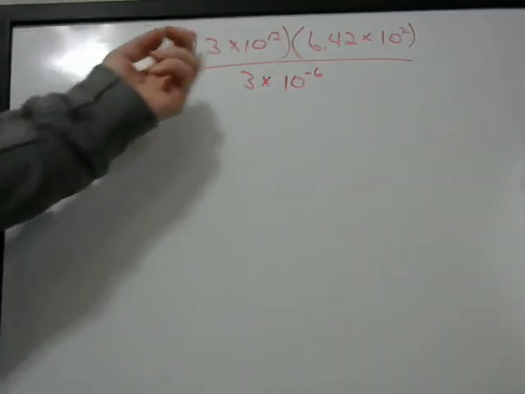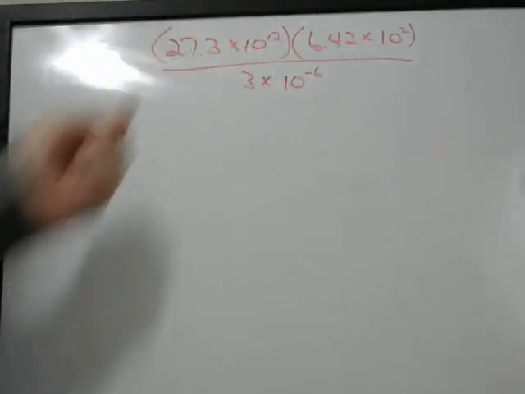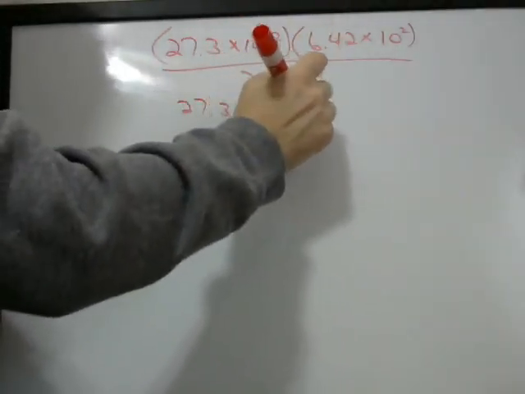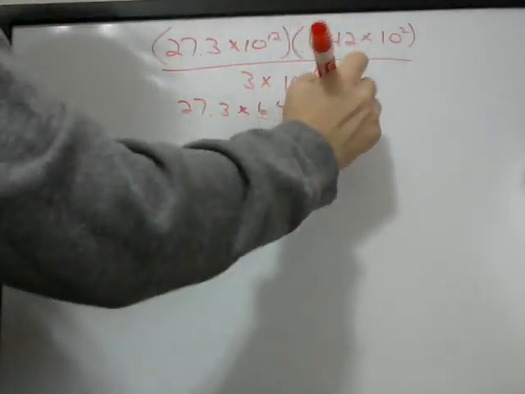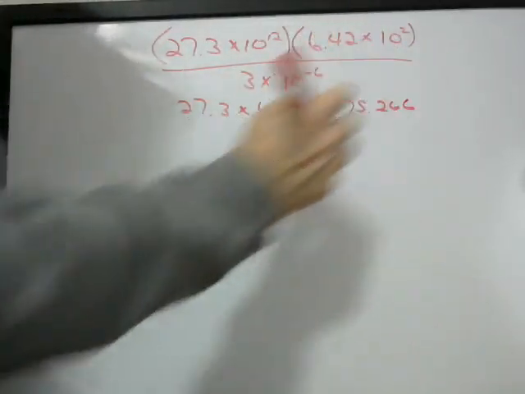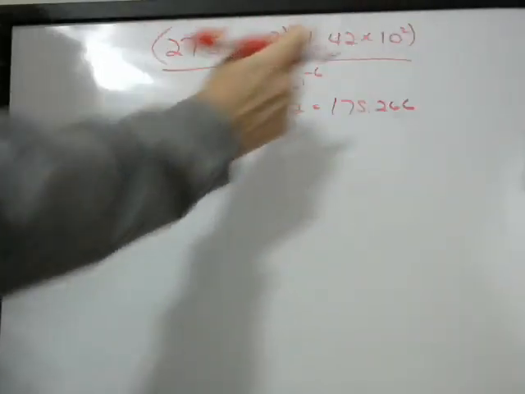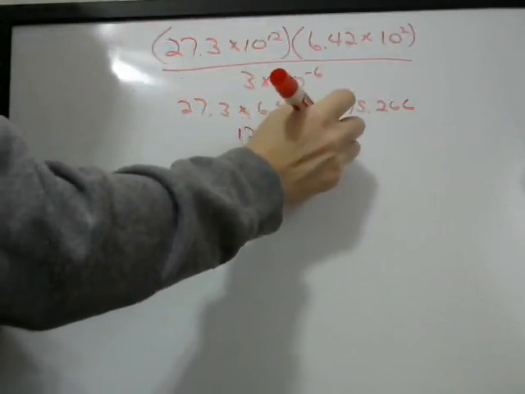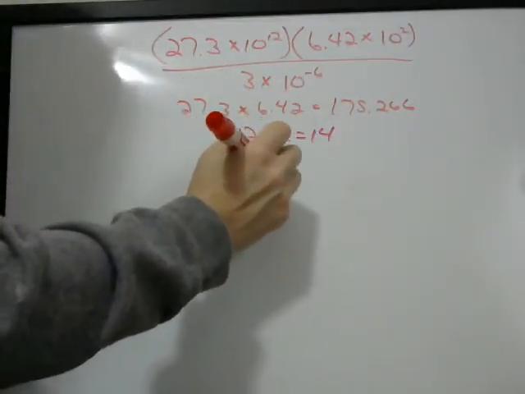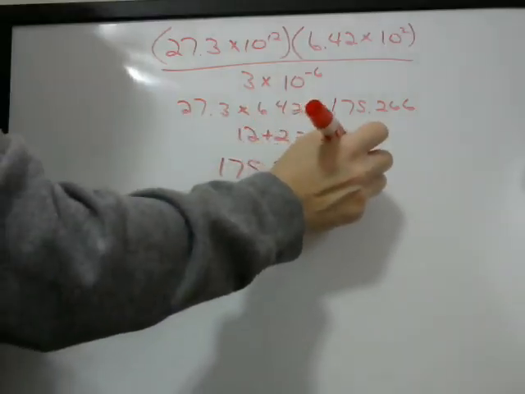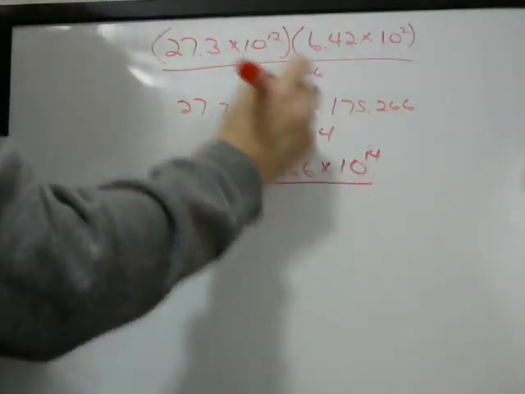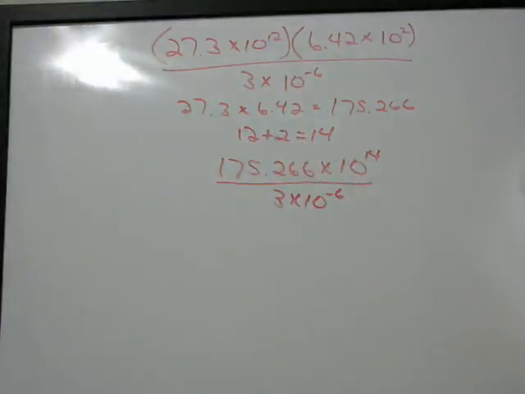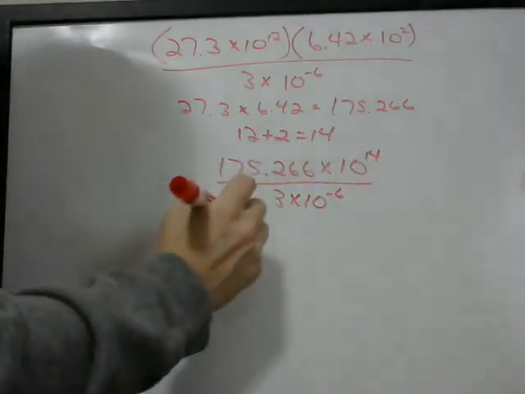Again, we're going to do multiplication first, so we're just going to do 27.3 times 6.42. That's going to give us 175.266. Then we take our exponents, because here we're multiplying. So it's going to be 12 plus 2 is 14. So we end up with 175.266 times 10 to the 14th divided by 3 times 10 to the negative 6th. Again, we just do the division.